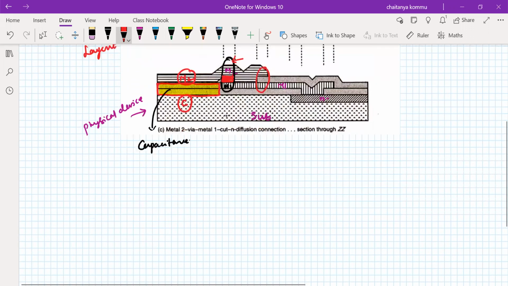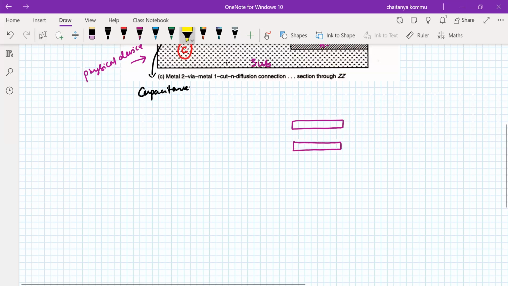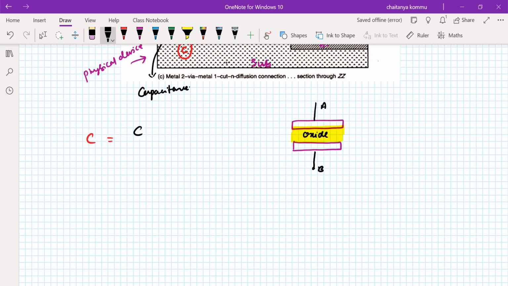As everybody knows, when two plates, this one conducting plate and this another conducting plate, are separated by an oxide, then a capacitance will form from A to B. How do we calculate this capacitance? Similar to the resistance that we have calculated, it is simply epsilon times A divided by the distance between the plates. The distance between the plates is nothing but the thickness of the oxide.